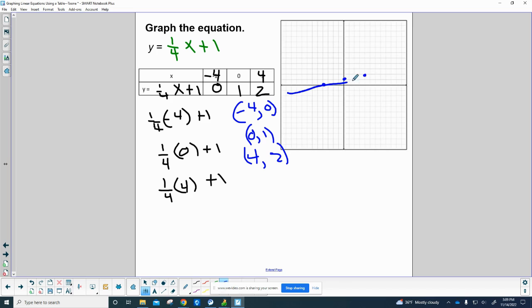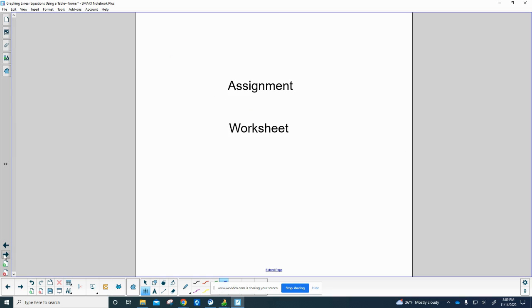So there's our line. And it's a straight line and it goes off in each direction. So that's how you'll do them if you have a fraction in your coefficient.